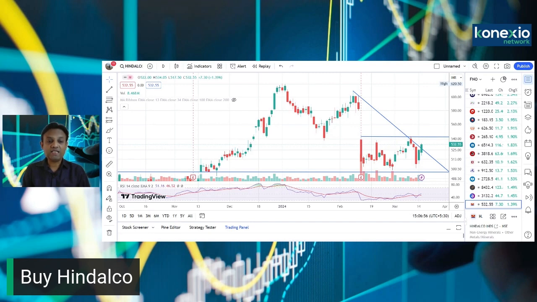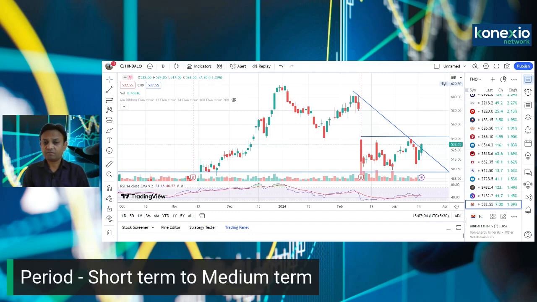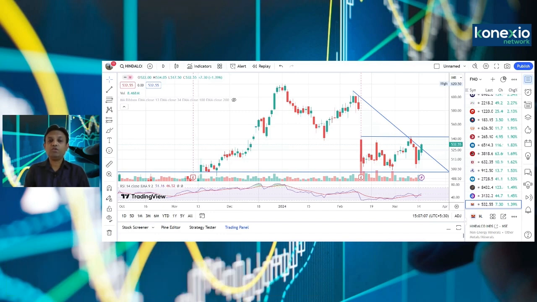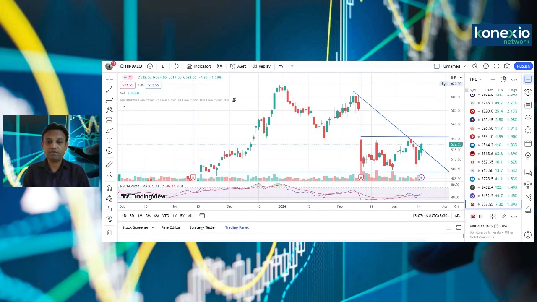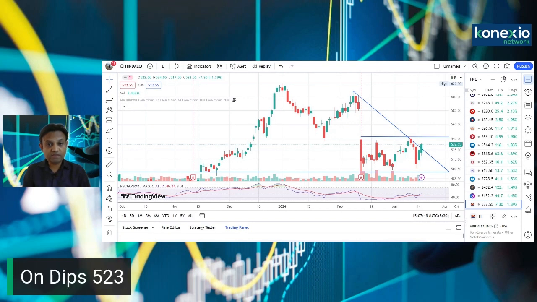One can buy this stock on dips to 523 for an upside target of 571 in the short to medium term. Short to medium term means in the next 3 to 4 months. So definitely the stock is looking good. Short-term investors and swing traders can watch out for this stock on dips around 523 for an upside target of 571.